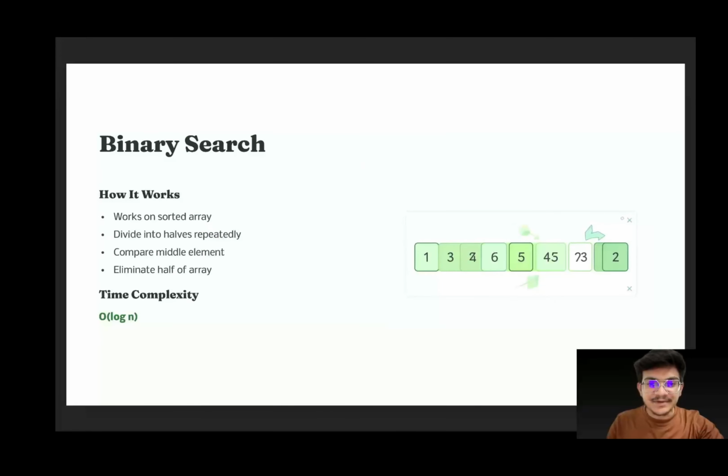Let's take an example of binary search. Binary search is a classical example of divide and conquer. It works on a sorted array. We repeatedly divide the array into two halves. We compare the middle element with the target. If it matches, we return the result. Otherwise, we eliminate half of the array and continue. This makes it very efficient with time complexity of O(log n).